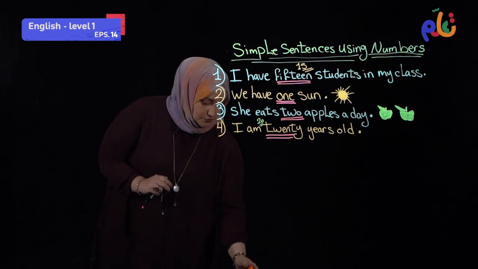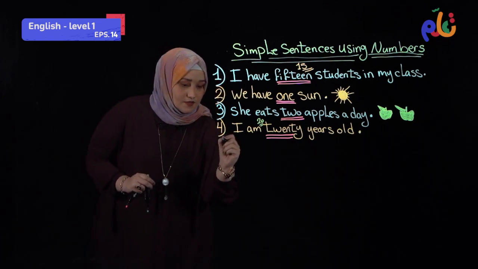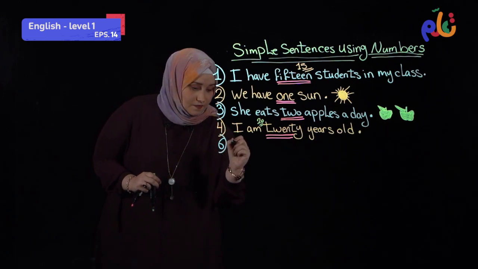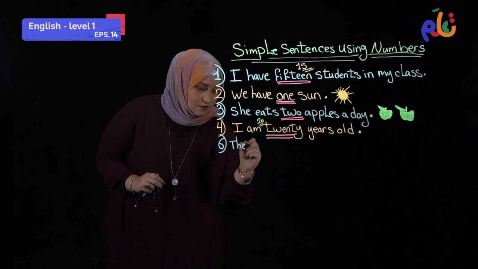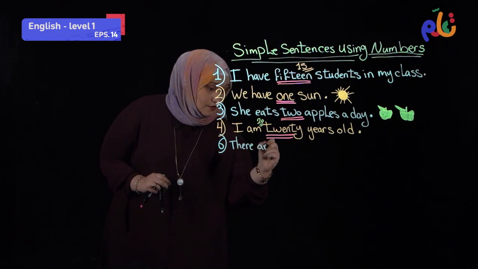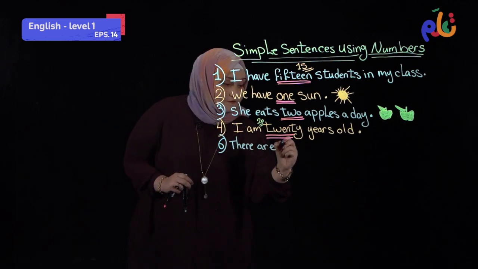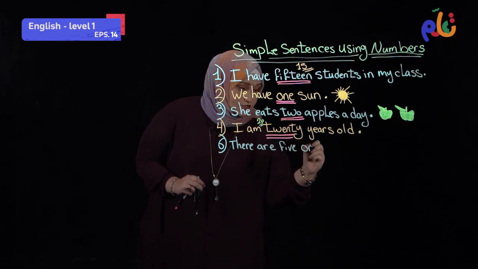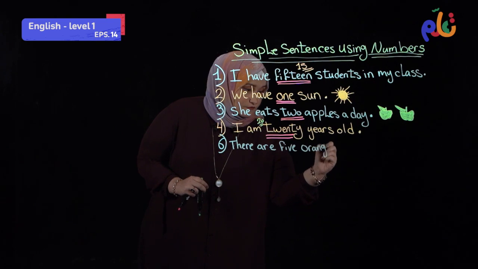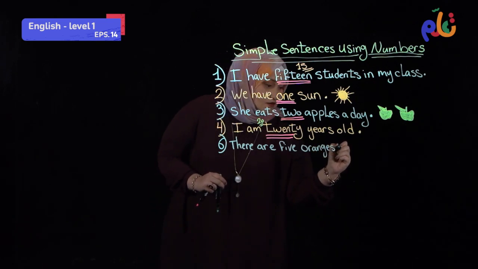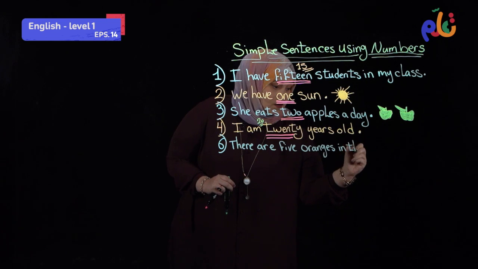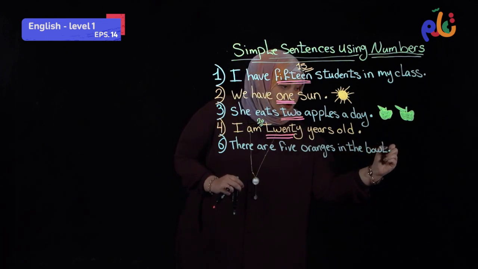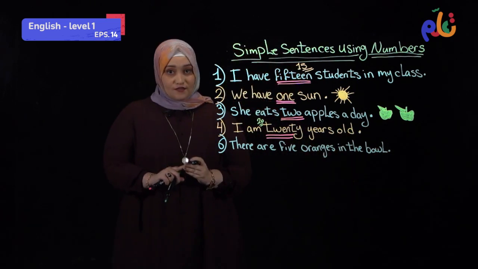Okay, let's try another sentence. And I'll try it with the blue. Okay, let's write it together. Okay, I will say, there are five oranges in the bowl. There are five oranges in the bowl.